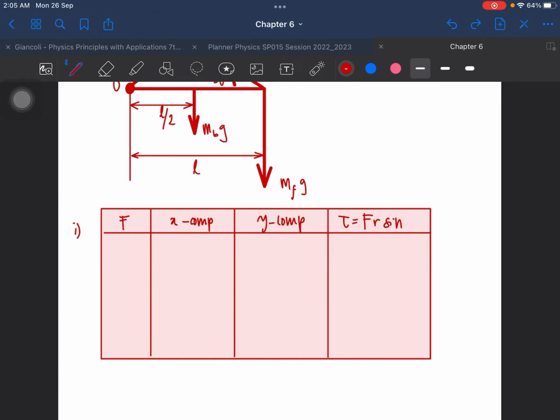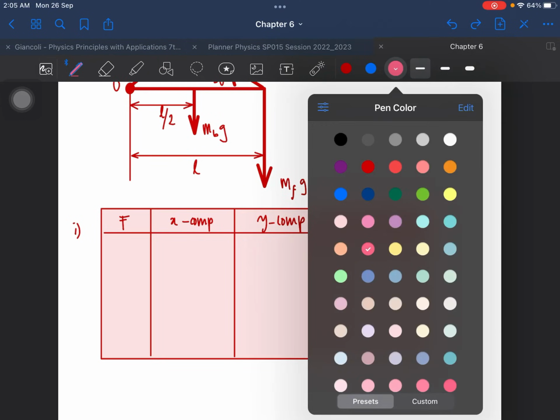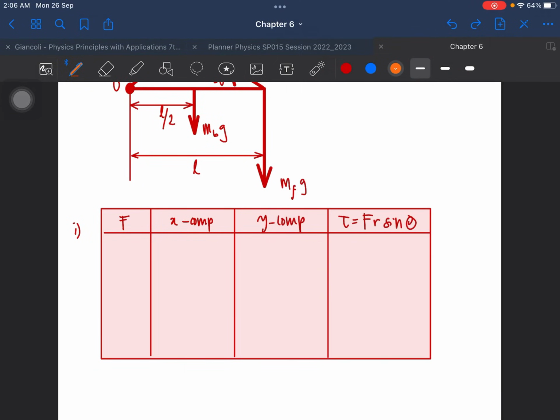It can also be written as F d, where d is the perpendicular distance between the force and the rotation point. Okay, this is the perpendicular distance.